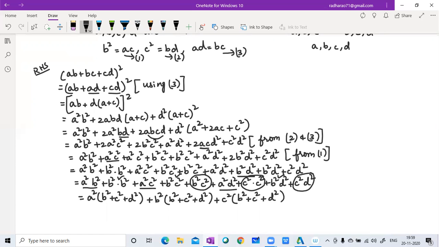Now you will find here b² + c² + d² common in all these 3 terms. So I take the b² + c² + d² common outside. So what is left out here? a² + b² + c². So this is nothing but your LHS. So (ab + bc + cd)² is proved to be (b² + c² + d²)(a² + b² + c²). So we have proved LHS is equal to RHS.